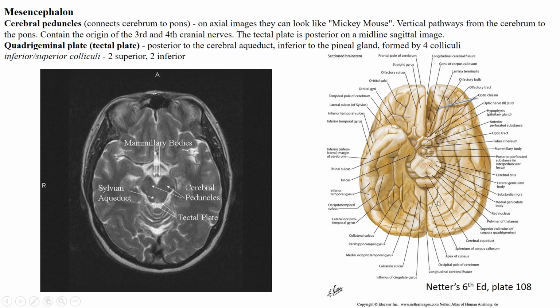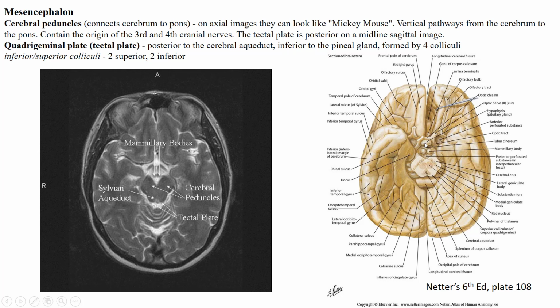So this is an inferior view, and they've actually taken out the cerebellum and cut the brainstem here. As you can see, we are not seeing any of the cerebellum or the brainstem. Starting in the anterior portion here, so this is the anterior part of the brain and the posterior part of the brain, you can see the optic tracts, and the optic tracts here are just lateral to the pituitary gland. This is the pituitary gland.